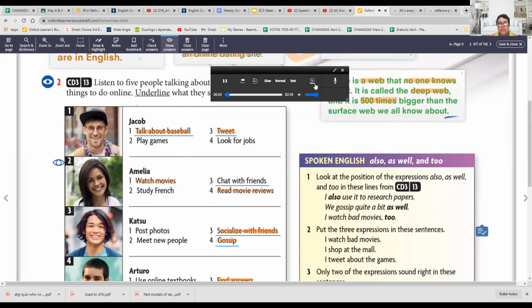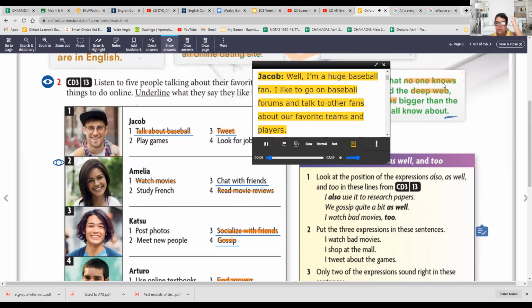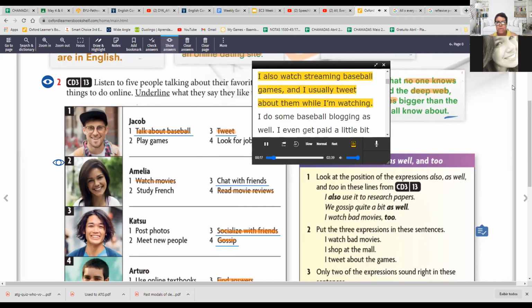What's your favorite thing to do online? Jacob. Well, I'm a huge baseball fan. I like to go on baseball forums and talk to other fans about our favorite teams and players. I also watch streaming baseball games, and I usually tweet about them while I'm watching. I do some baseball blogging as well. I even get paid a little bit for it sometimes. I'm hoping to maybe turn it into a job someday, but for right now, it's just a hobby.